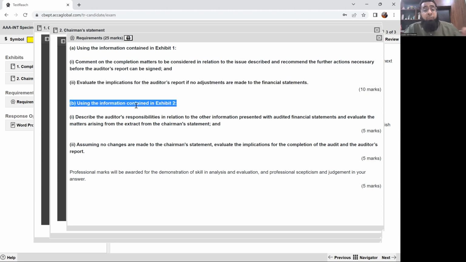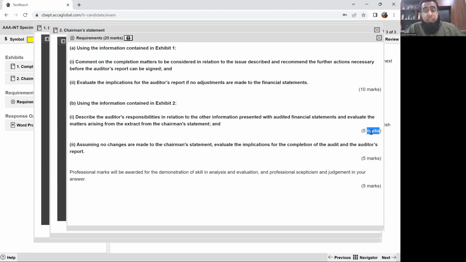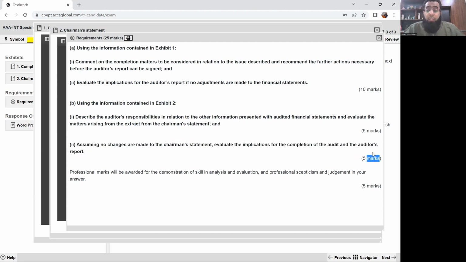Then Part B, using information contained in Exhibit 2, describe the auditor's responsibilities in relation to other information with audited financial statement, and evaluate the matters arising from the extract of the chairman's statement. 5 marks, what are our responsibilities and the issues in the chairman's statement. Assuming that no changes are made to the chairman's statement, evaluate the implications for completion of the audit and auditor's report. So 5, 5, and 10. 20 marks are those which you have to attempt.